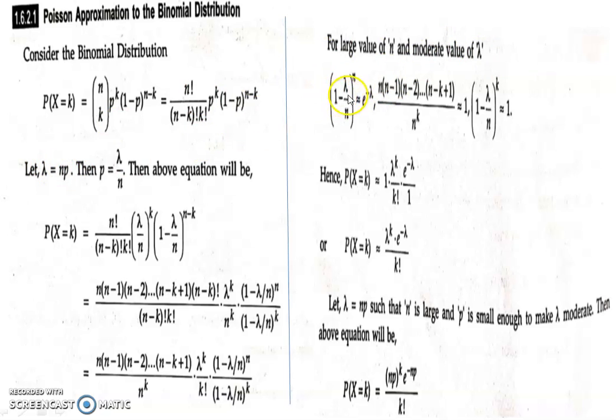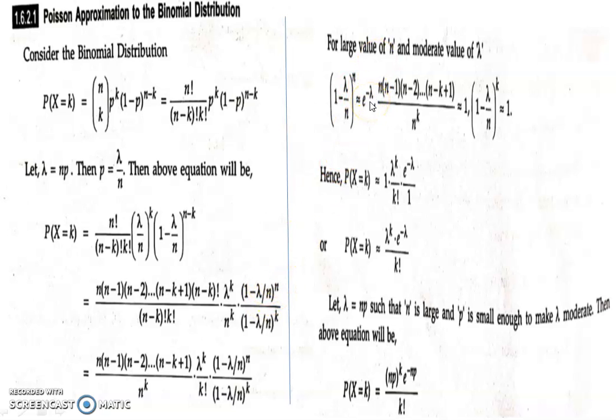So (1 minus lambda by n) whole power n will be nearly equal to e power minus lambda. We have this equation in your PU, which is e power minus lambda is given by (1 minus lambda by n) whole power n. So in your secondary school mathematics, we wrote it as e power minus a as (1 minus a by n) whole power n. Similarly here, e power minus lambda, this term is equivalent to what?